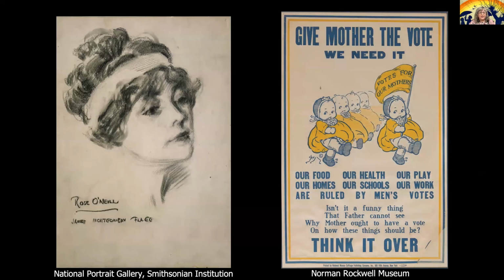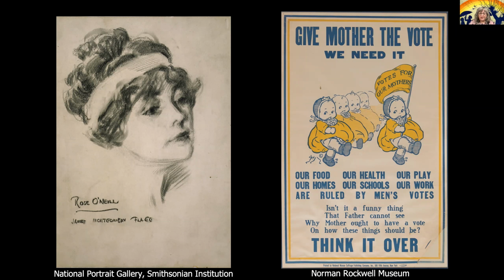Meanwhile, O'Neill continued her career in illustration and became the top artist for Jell-O, in addition to creating ads for several other companies like Eastman Kodak and Kellogg's. Beginning in 1915, while living with her sister in an apartment in New York's Greenwich Village, O'Neill became involved with the women's suffrage movement. So she marched in parades, she gave speeches, and she also illustrated posters for the movement, like this poster on the right from the Norman Rockwell Museum.